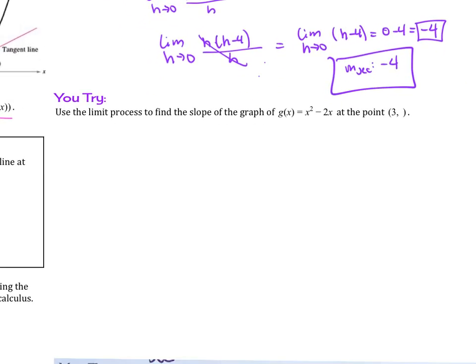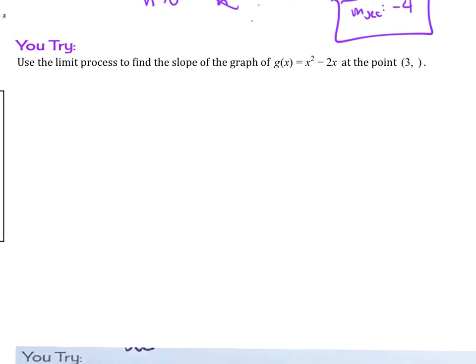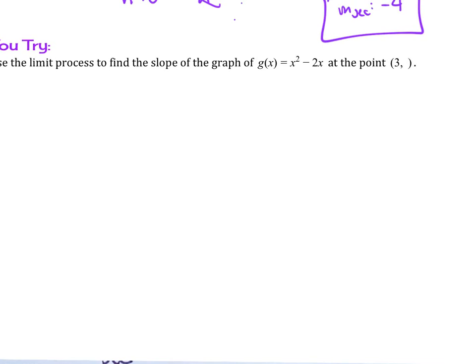So try that example here. Use the limit process to find the slope of the graph of g of x equals x squared minus 2x at the point 3. And that last number is 3. Now, it doesn't really matter because we don't need that y value, but just so you have it, that is at the point 3, 3. And then be careful, as a side note, there is an x squared here, and there's also an x here. So make sure you plug it all in the correct places.